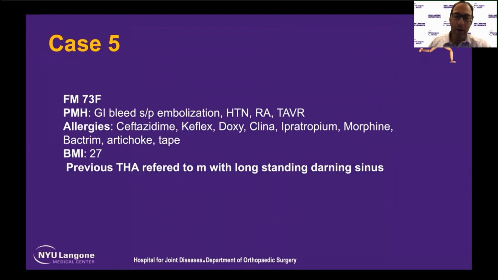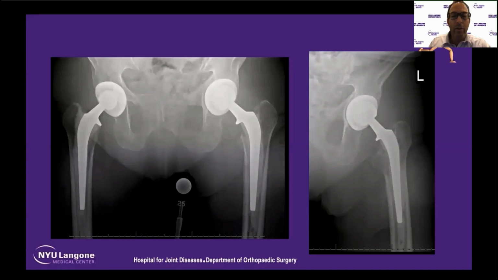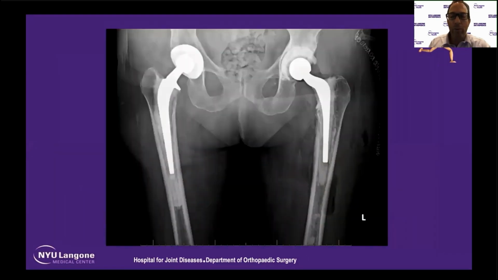I'll show one more case, and then I think we'll join together as a group and go over some cases together. So this is a 53-year-old female, previous history of a total hip, referred with a long-standing draining sinus infection, just to show an infection case. This patient has an infection on the left side. You can already see some loosening around the stem, loosening around the cup. So I'm planning a two-stage revision for this patient.